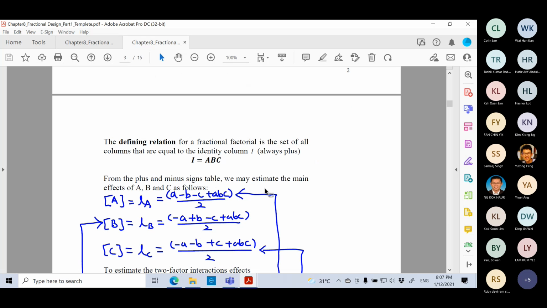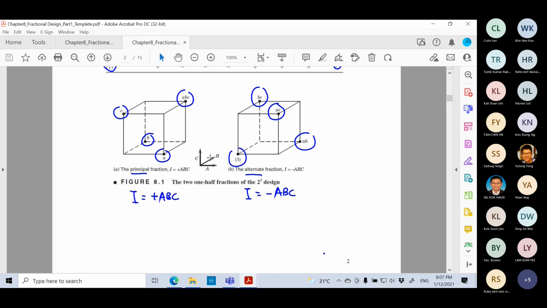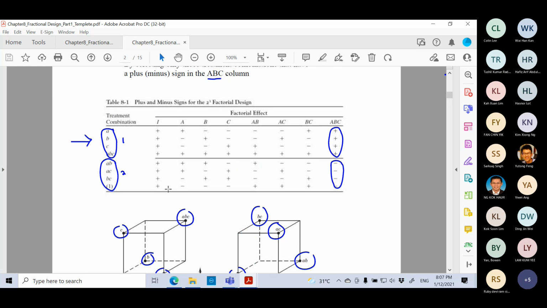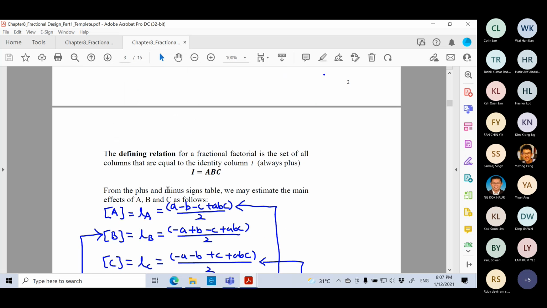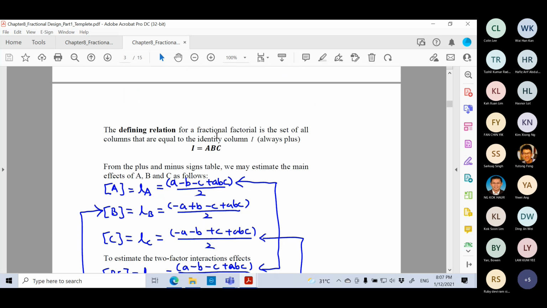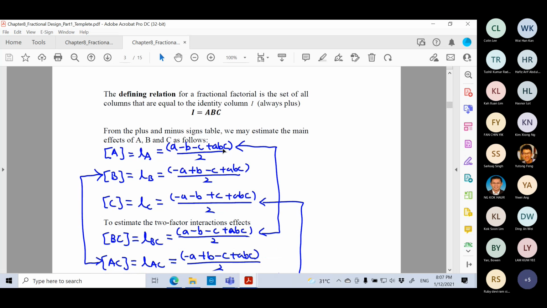The following one is what is called the defining relation. In the defining relation here, we have I equals ABC. As you can see, the I here is always positive; the notation I here is all positive. So the defining relation will lead you to another thing called the aliases.